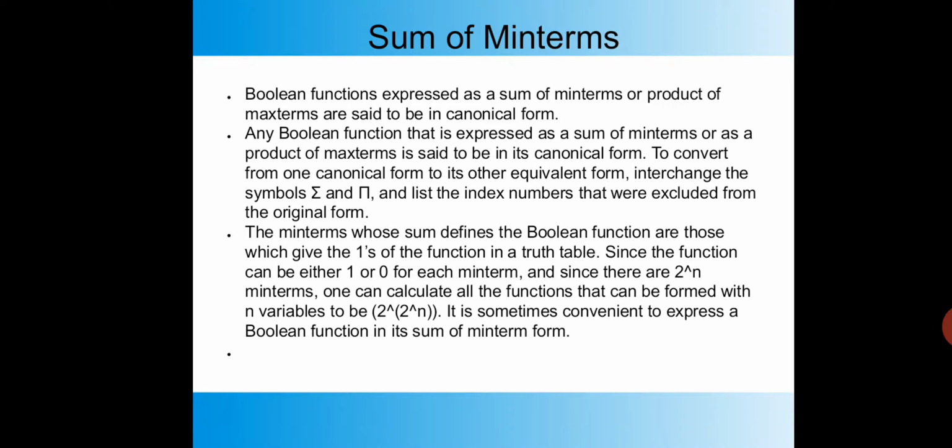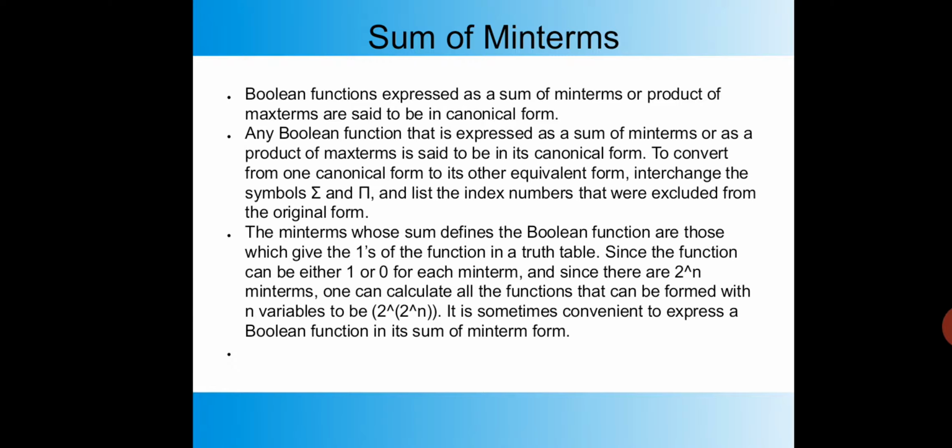The next thing is that the min terms whose sum defines the Boolean function are those which give the ones of the function in the truth table, since the function can either be 1 or 0 for each min term. And since there are 2 to the power n min terms, one can calculate all the functions that can be formed with n variables. So they say 2 to the power n.